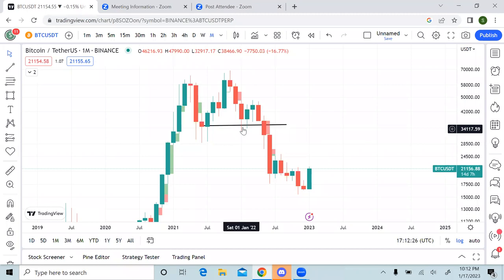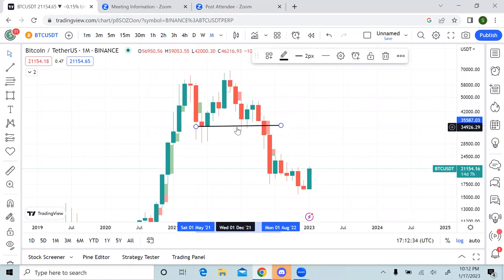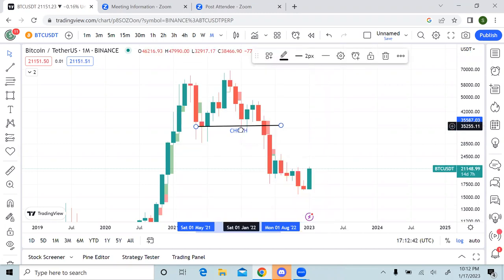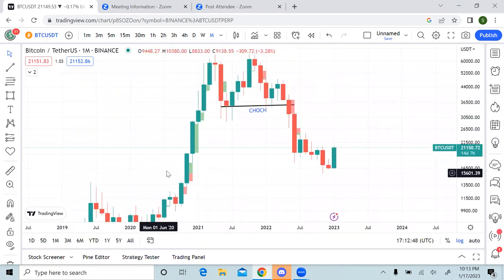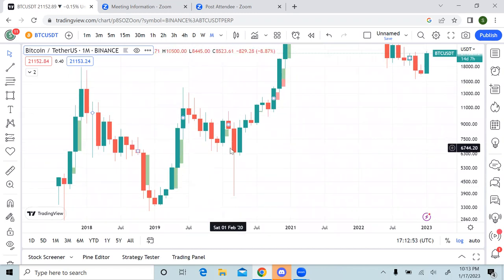This was our first indication from here, but I am not going to complicate things. Simply, our first confirmation was this one. These levels were our first confirmation that CHOCH happened here. This one. So now price will move in the opposite trend. The trend is shifting here. Look at this one.